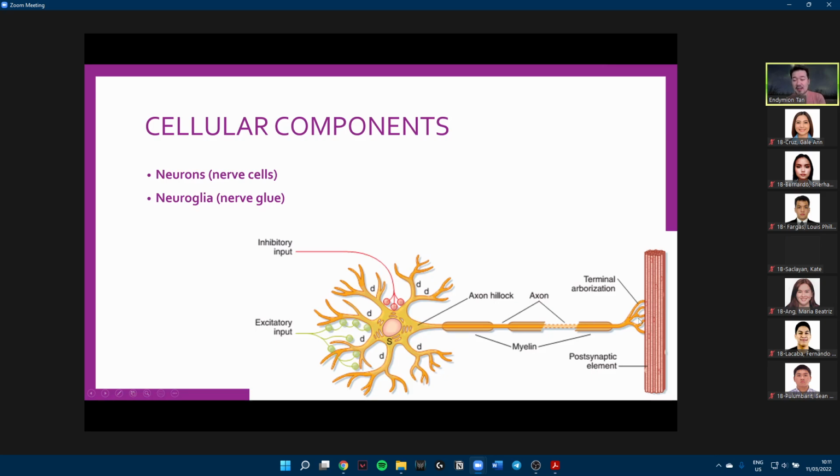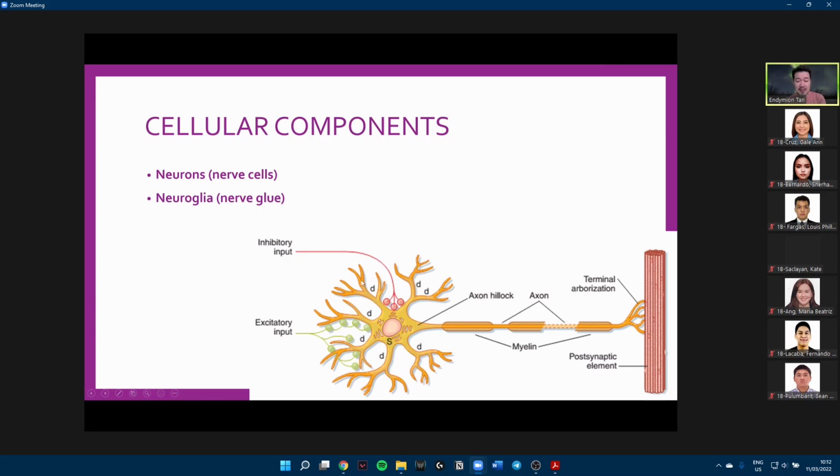It would terminate into the effector organ, or it can give innervation or give sensory or motor inputs to another dendrites. So the terminal part of the axon is called the terminal arborization or axon terminal, which can innervate either an effector organ agad-agad, or it can give impulses to another dendrites of another neuron.